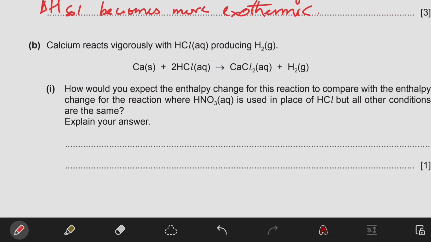Part B, calcium reacts vigorously with HCl producing H2 gas. How would you expect the enthalpy change for this reaction to compare with the enthalpy change for the reaction where HNO3 is used in place of HCl, but all other conditions are the same? Explain your answer. Okay, so the enthalpy change would be the same for both of the reactions because both HNO3 and HCl are strong acids, so they fully ionize.